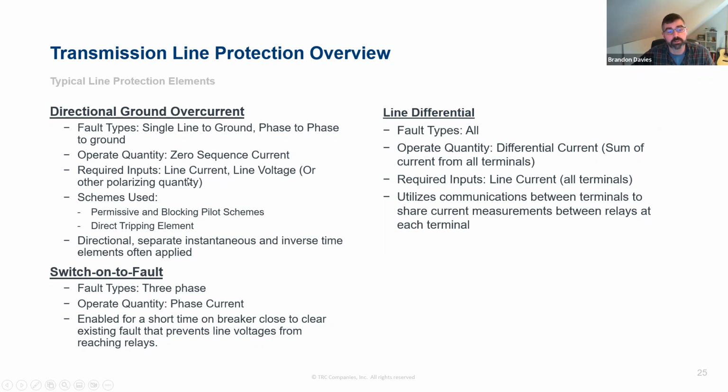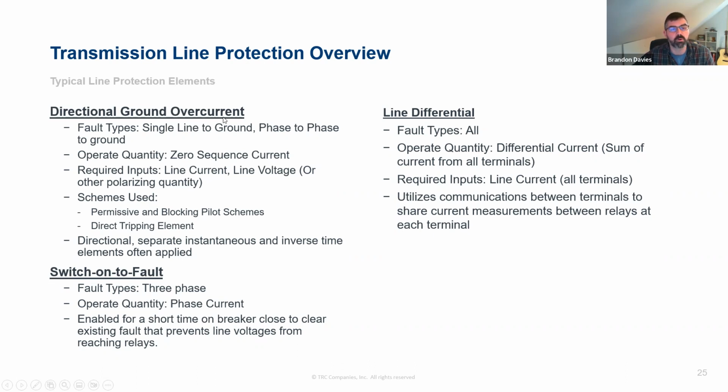Because it's directional, you need both current and voltage. So you're going to need the current for the measurement, but then you need something to determine which direction the current's flowing. So you need a reference. And typically we're using zero sequence or negative sequence voltage as the reference against the current, basically looking at the angle between the two to determine the directionality. But you can also use a measured neutral current, or there's a few other methods in there.